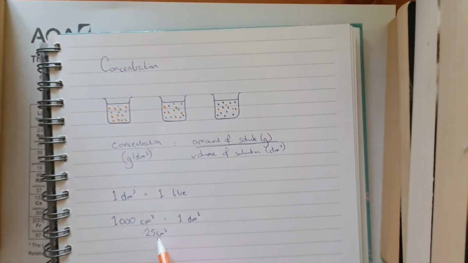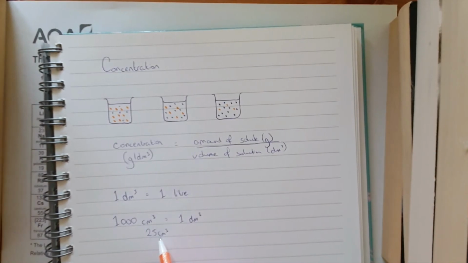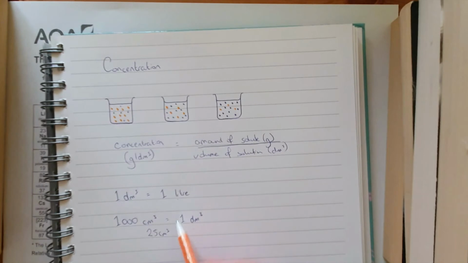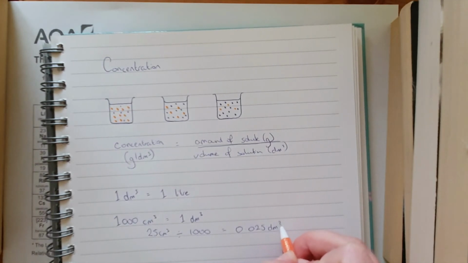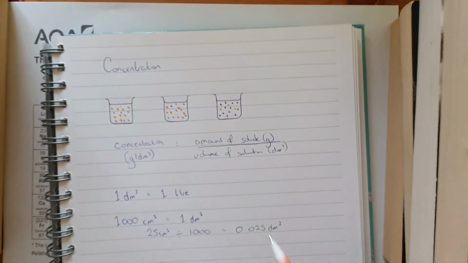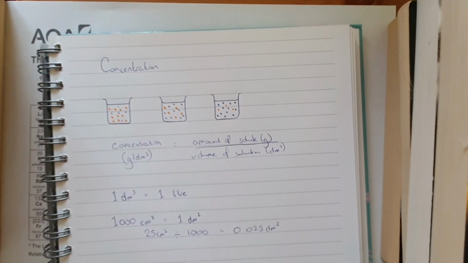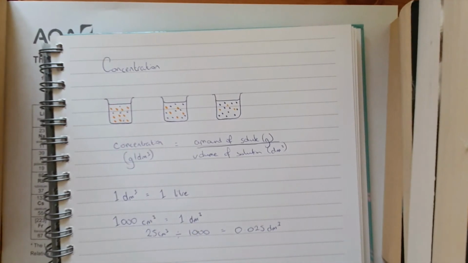If I times this by 1,000, I'm going to get a really big number, which would mean this would be bigger than this. And which one's actually bigger? This one's bigger. So what I need to do is divide it by 1,000. And that changes it into decimeters cubed. So if I divide this by 1,000, I'll get 0.025 decimeters cubed, which I could use in my equation. Okay.